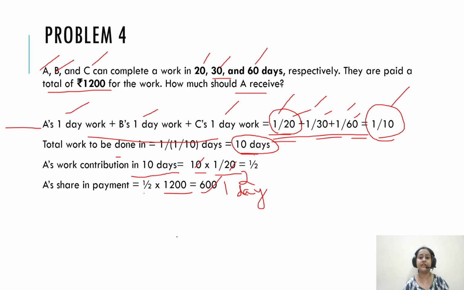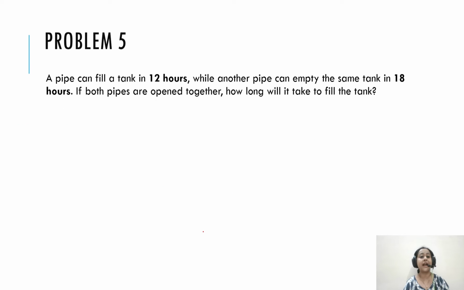A's share of payment will be 600. I'm extremely sorry, it is 600. Half of 1200 is 600. Right? Let's move to the next problem, which is related to pipe and cistern.